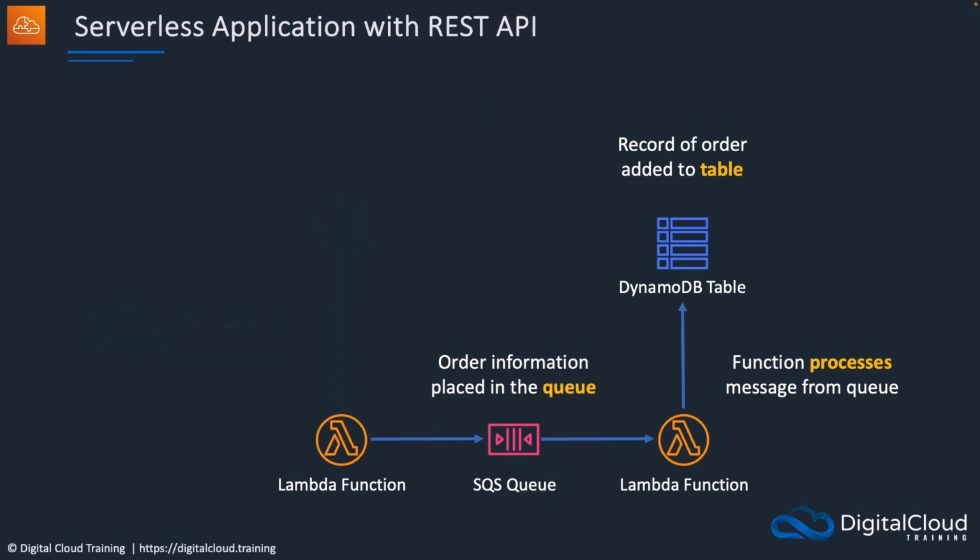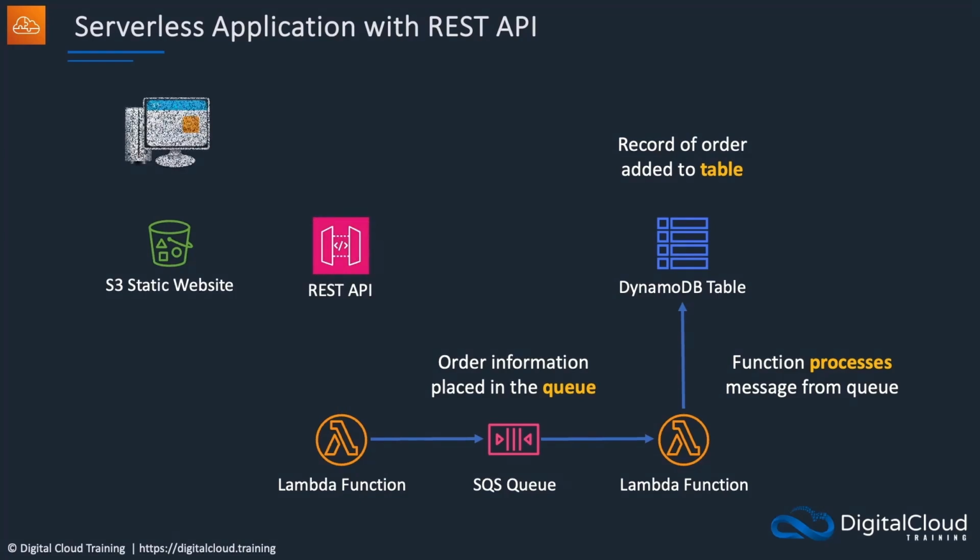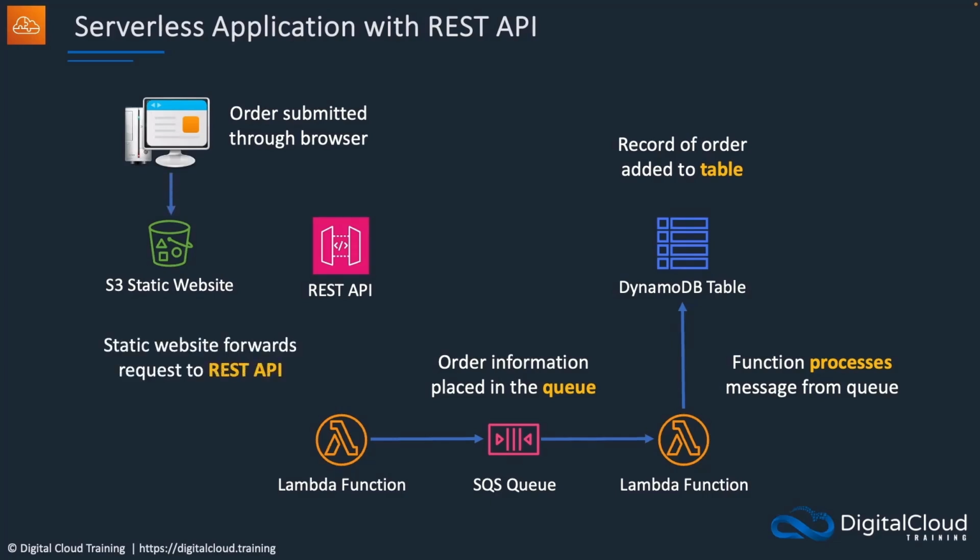What we're going to do now is add a static website running on S3, and then we're going to add an Amazon API Gateway REST API. This time from the internet, using a browser, we can submit an order and the static website will forward the request to the REST API, which then proxies the request through to the Lambda function.